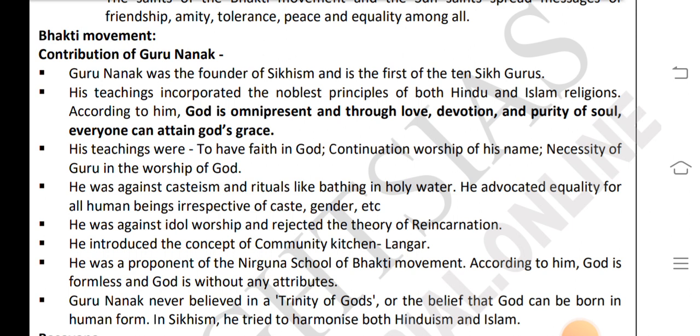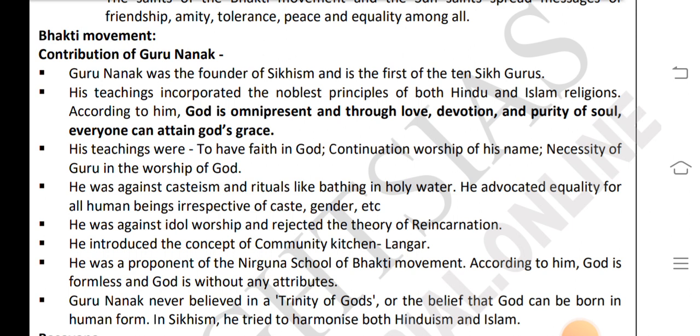Bhakti movement contribution of Guru Nanak. Guru Nanak was the founder of Sikhism and is the first of the 10 Sikh gurus, and his teachings incorporated the noblest principles of both the Hindu and the Islamic religions. According to him, God is omnipresent, and he stressed love, devotion, and purity of soul.